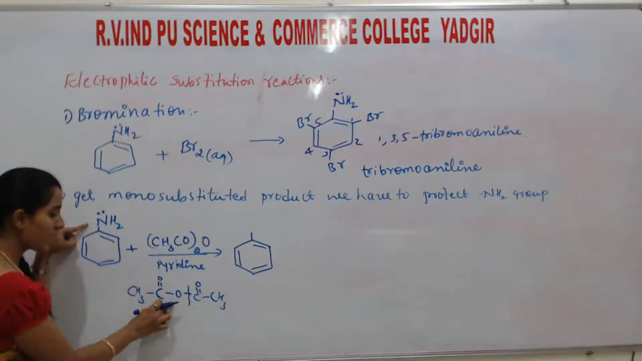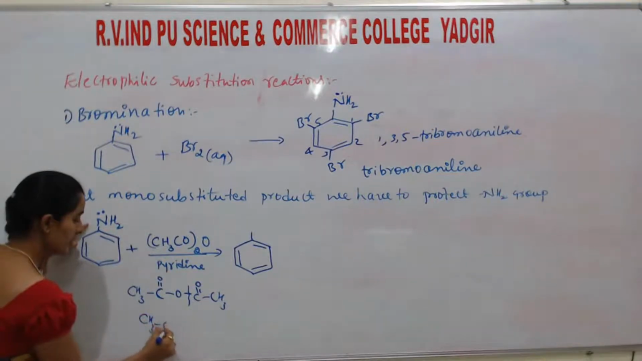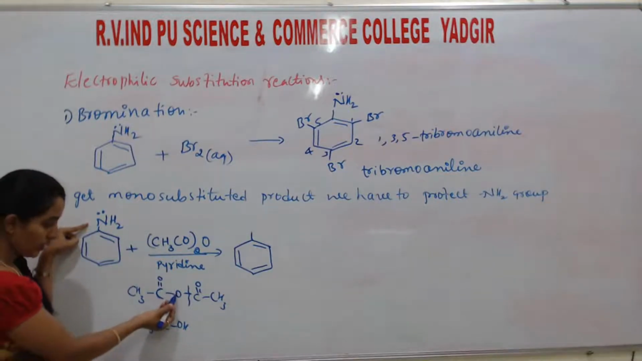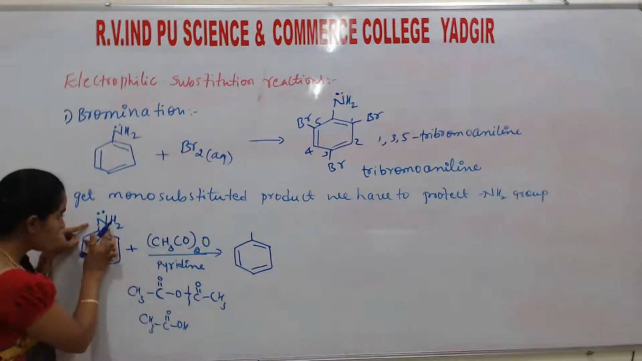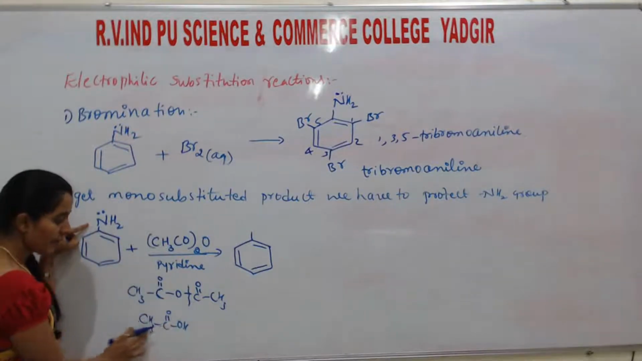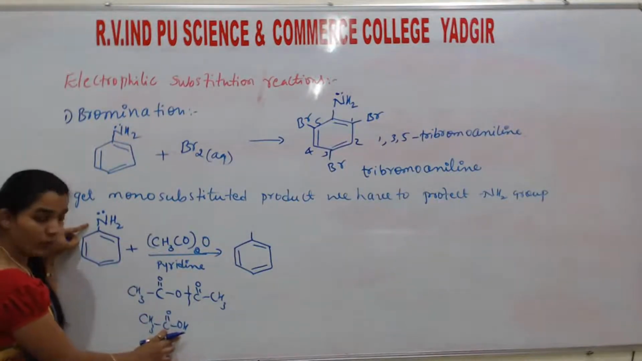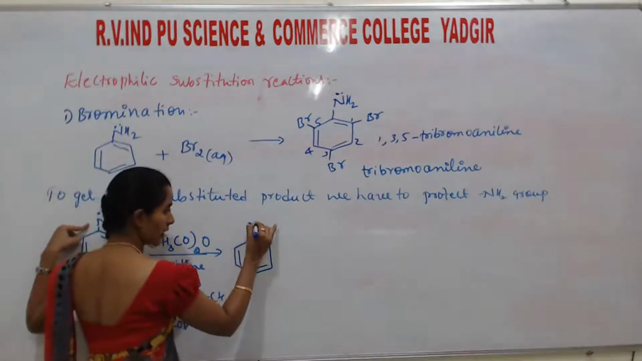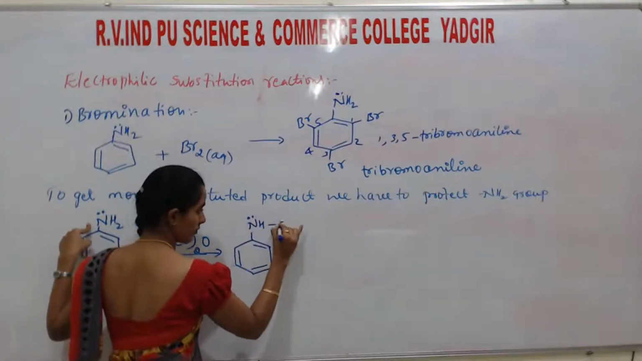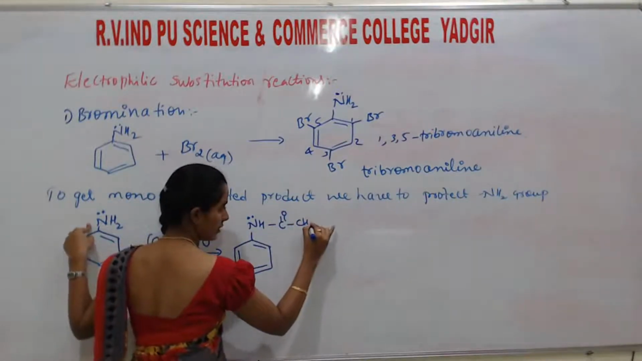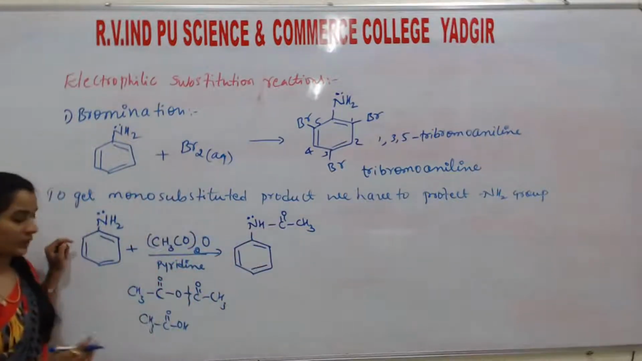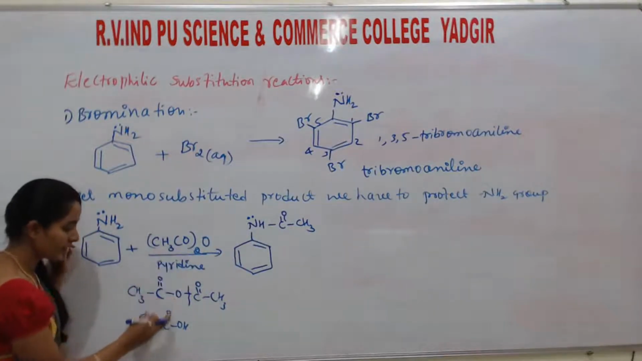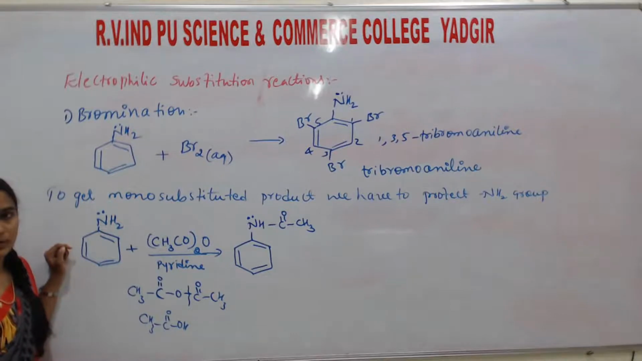So one H reacts with this to form CH3C=O OH, that is acetic acid. Here O is there, breaking will take place. H from this nitrogen reacts with this to form CH3COOH. Okay, the remaining C=O CH3 is attached to this nitrogen. Understand? This group is attached to nitrogen, and the hydrogen from nitrogen combines with the remaining part of this group to form acetic acid.